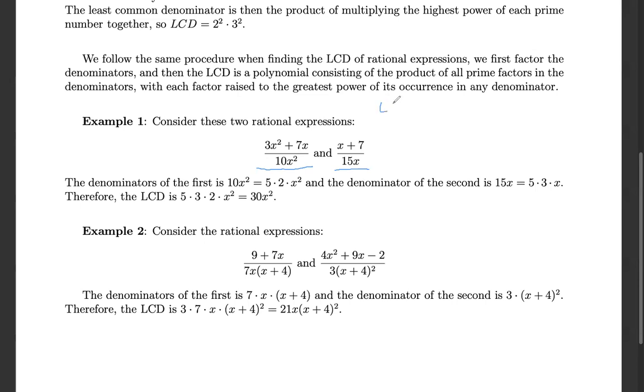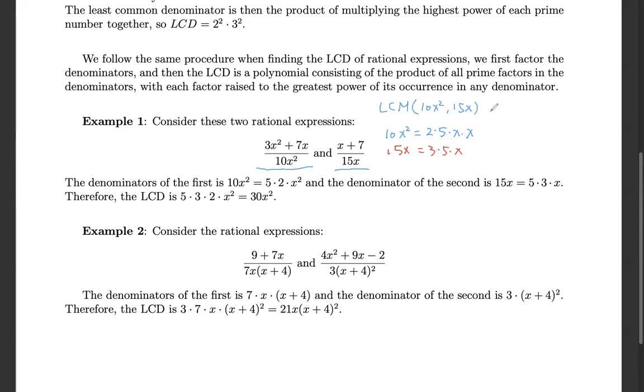Basically, we need to find the least common multiple of 10x squared and 15x. Now 10x squared, let's put in a factored form. That's 2 times 5 times x times x. Let me use red color for that one. And 15x can be factored as 3 times 5 times x.